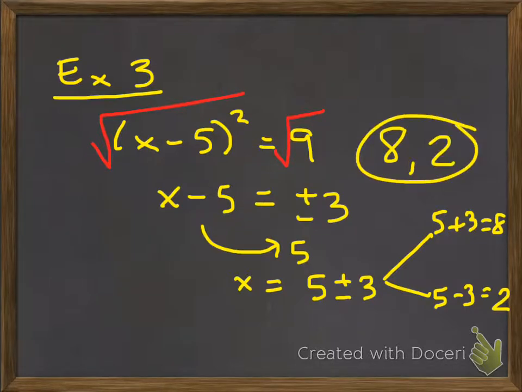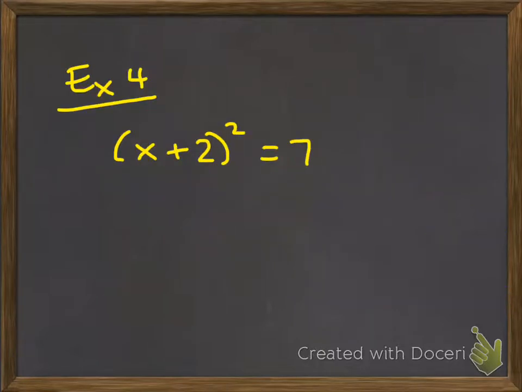And if you plug those in here, 8 minus 5 is 3, squared is 9. And if you plug 2 in, 2 minus 5 is negative 3 to the second power, which is also 9.